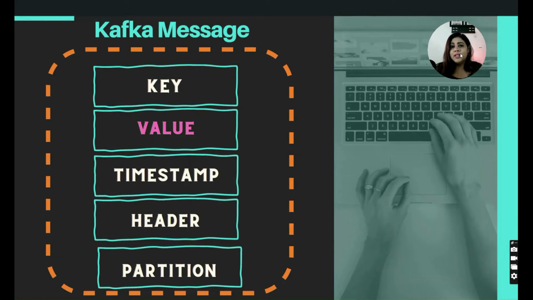We have been saying that we are sending some data to Kafka. So, what exactly are we sending? Let's get started and understand what we send inside a Kafka message. A Kafka message can have a key, a value, a timestamp, a header, and a partition. Though we can pass all these things inside a Kafka message, the only thing that is mandatory to be sent is the value part.